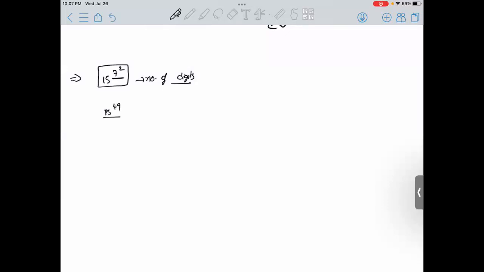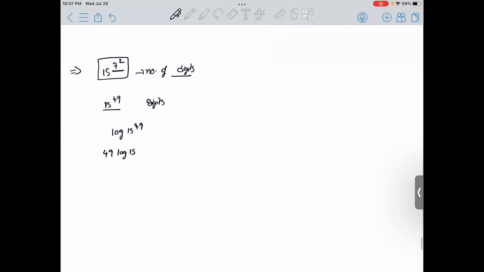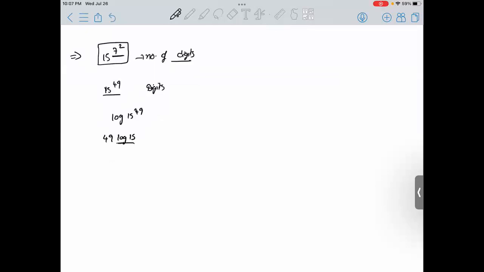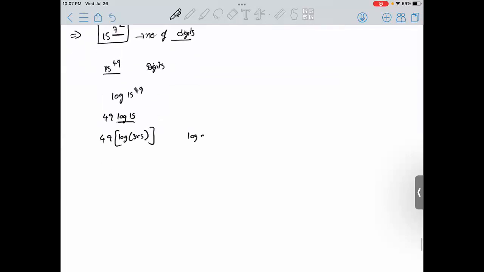But look, whenever someone asks you digits, what you should find, you should break them into log. Apply log: log 15 power 49 implies 49 log 15. Now look at this carefully. 49 log 15 can be written as log 3 into 5. Agree? So log AB is equal to log A plus log B. Agree?